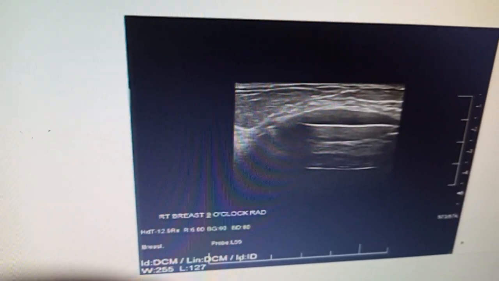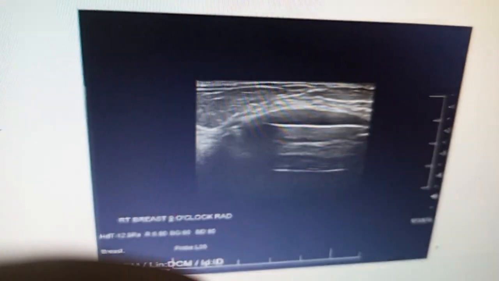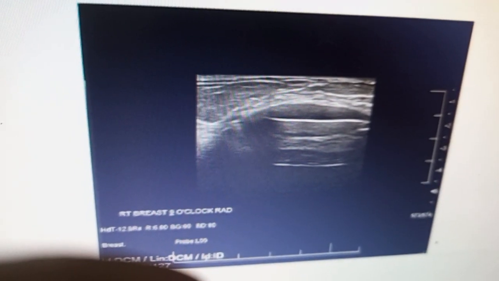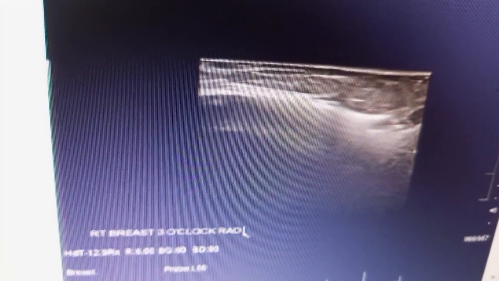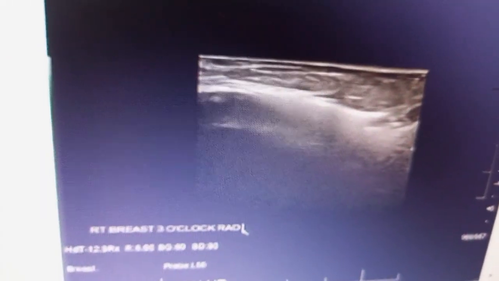This is the step ladder sign which is seen in case of intracapsular rupture of the breast implant. This is called the step ladder. This is the snowstorm sign which is seen in case of extracapsular rupture of the breast implant.